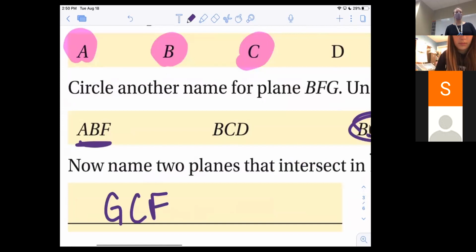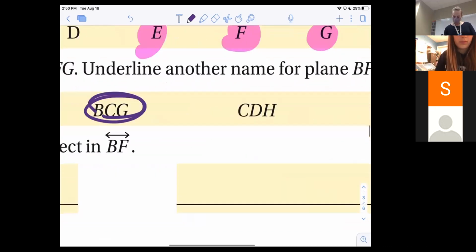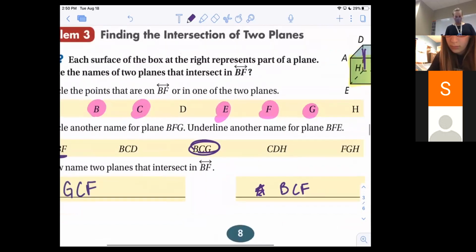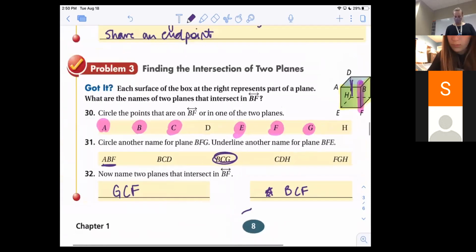GCF. Everyone agree with that? And what's the second one? BCF. We agree with that one too? Are those the only correct answers? Nope. Who had a different answer than that? 1, 2, 3, 4, 5, 6.